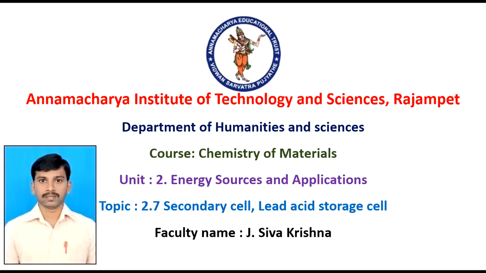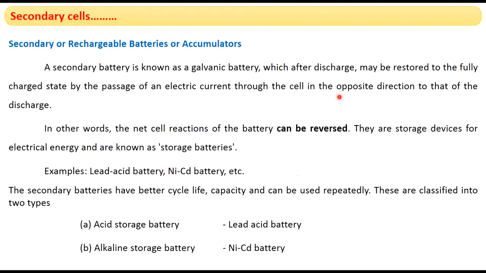Welcome to the session. In this session, I am going to talk about secondary cells and lead acid storage cell. Secondary cells are also called rechargeable cells, rechargeable batteries, or accumulators. Secondary cells or secondary batteries are known as galvanic batteries.